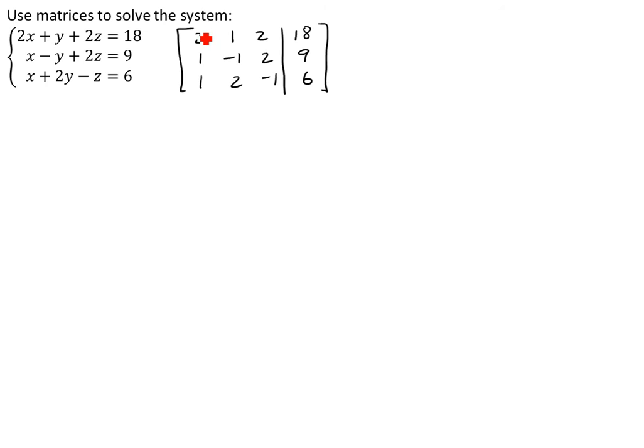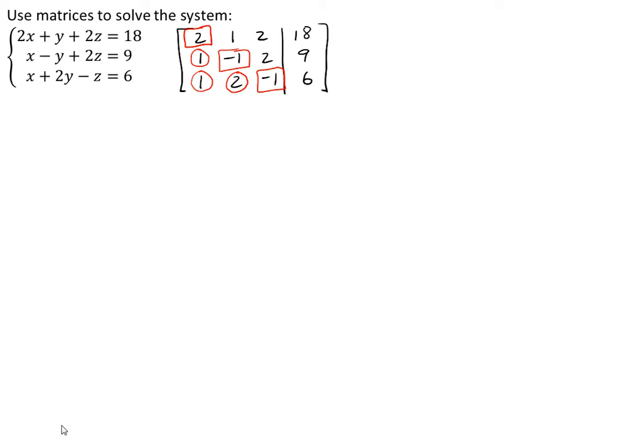The way that we need to start is we need to get ones down this main diagonal of the matrix. So we want all these entries to be 1. And we want the entries below them to be zeros. So we want zeros in these three spots here. So we'll start with the first column, get a 1 in the upper left and zeros below it. Then we'll move to the second column, and then finally the third column.